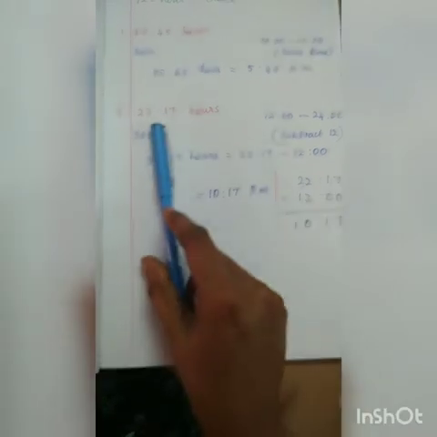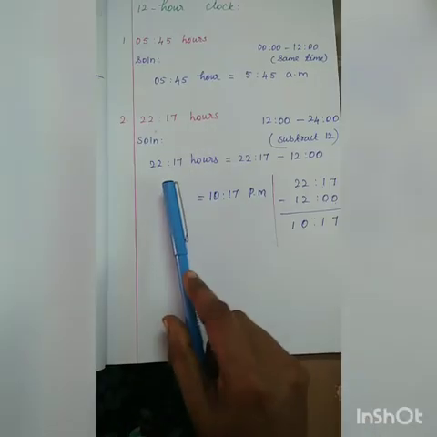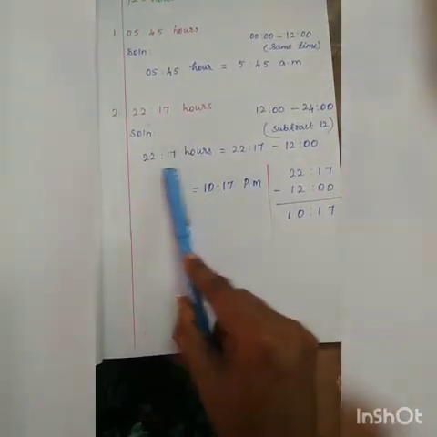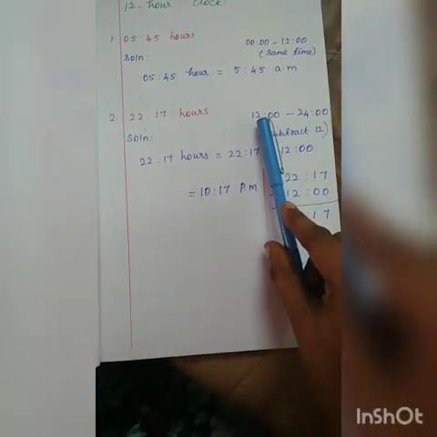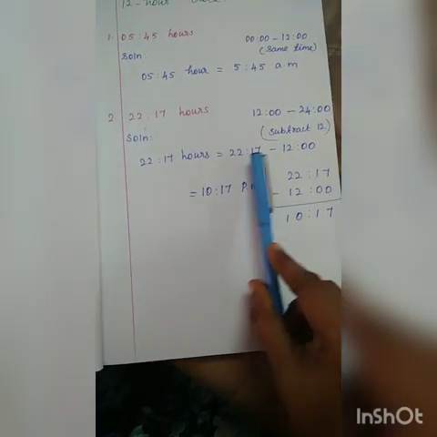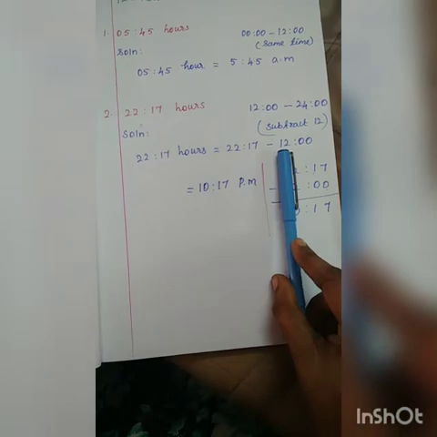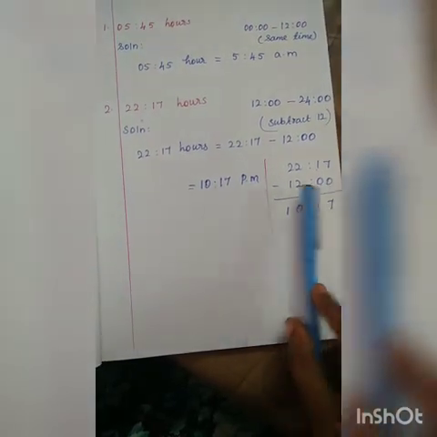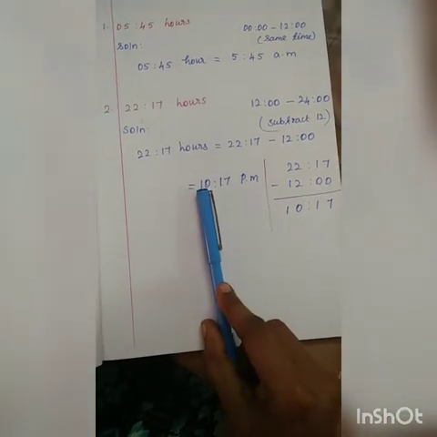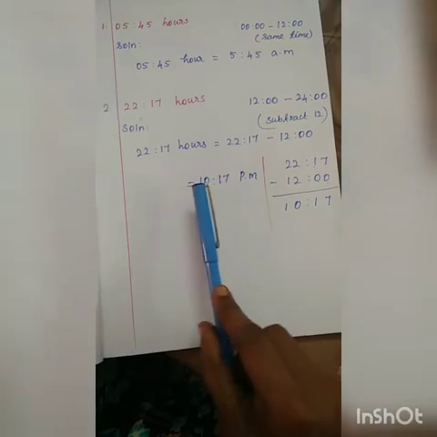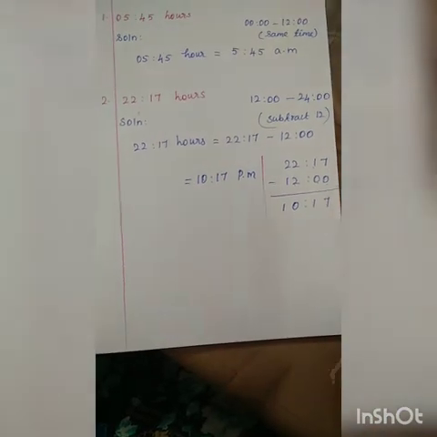Once again, 22:17 hours is between 12 hours and 24 hours, so you subtract 12. 22:17 minus 12 gives the answer 10:17. The time period is PM. So 10:17 PM.